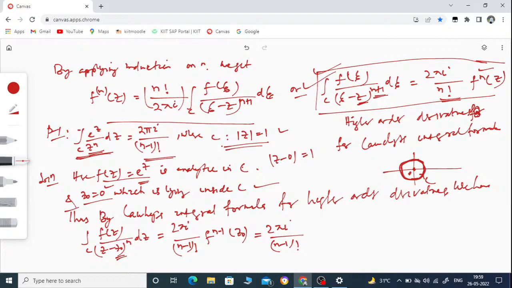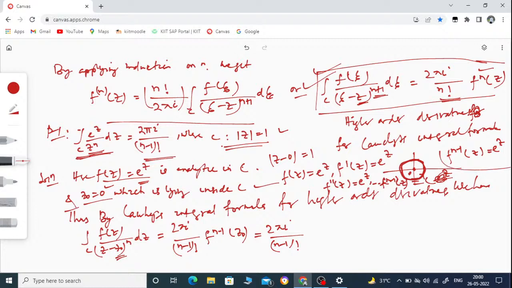Here f of z is e to the power z. If you take its derivative, it will again be e to the power z. Similarly, if you take the second derivative, it will again be e to the power z. Similarly, its n minus 1th derivative, f of n minus 1, will again be e to the power z.